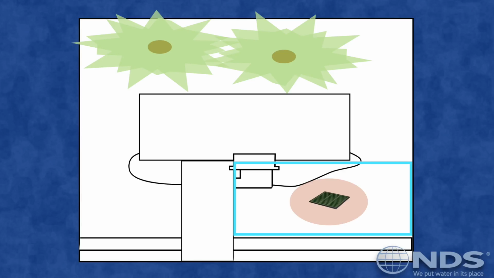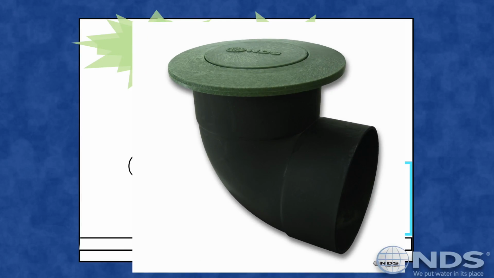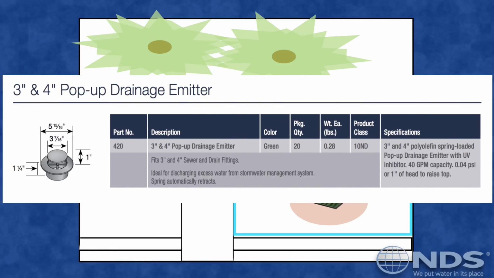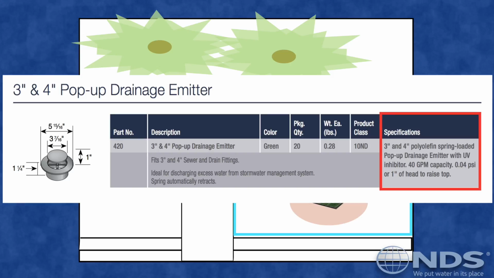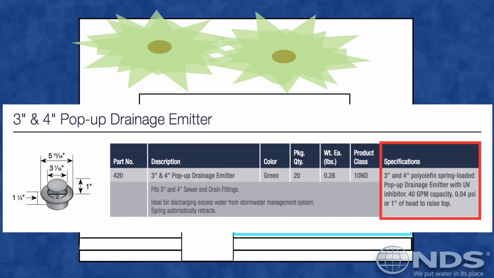Finally, let's suppose that we'd like to discharge the water using a pop-up emitter at the curb. Would a standard 4-inch pop-up emitter do the trick? A quick look at the catalog reveals that this pop-up emitter will handle 40 gallons per minute, so our drainage needs are within the limits of this discharge device.